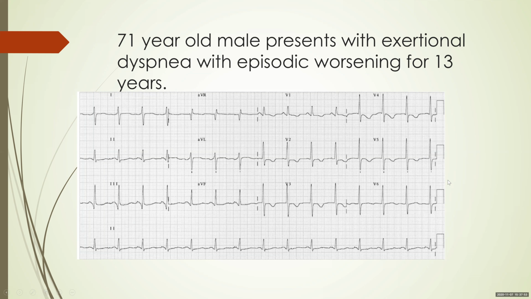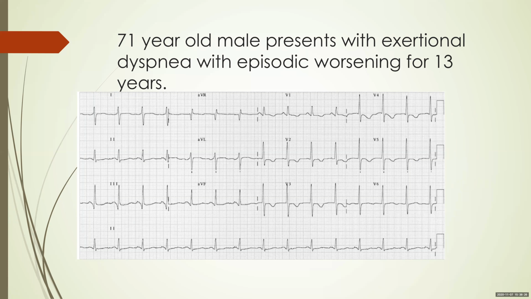Now, can you call this anterior wall ischemia? Do you need to start this patient on antiplatelets and statins? If you do so, you're not seeing the patient as a whole. One, this patient has exertional dyspnea with episodic worsening for 13 years. It's extremely unlikely for a cardiac cause other than mitral stenosis or diastolic dysfunction to cause dyspnea on exertion for more than 5 years. So a very long-standing exertional dyspnea is not suggestive of a cardiac cause.